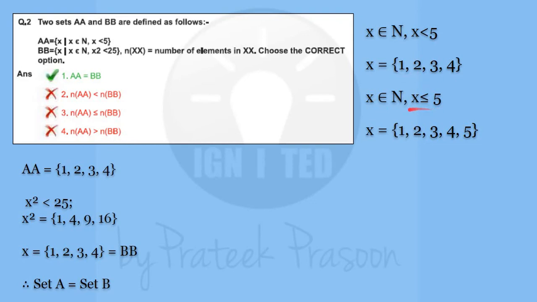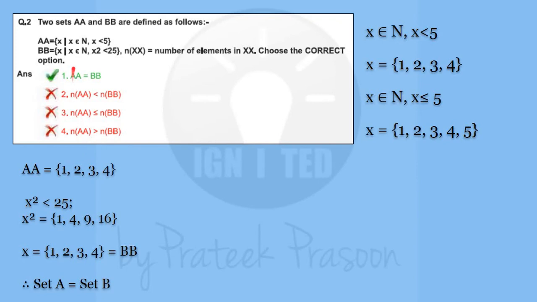Now suppose this sign was there, then equal to is also included: either x is less than 5 or equal to 5. Since equal to 5 is included there, we would include 5. But here equal to 5 is not there, so we will write all the natural numbers smaller than 5. That comes out to be 1, 2, 3, 4. So set A is nothing but a collection of 4 natural numbers: 1, 2, 3, 4.